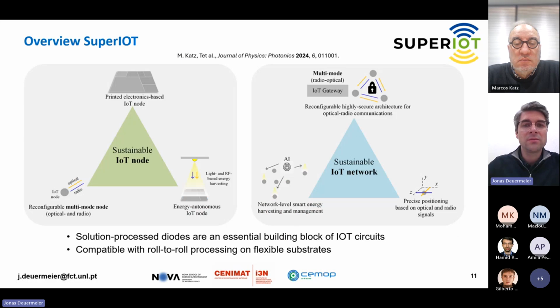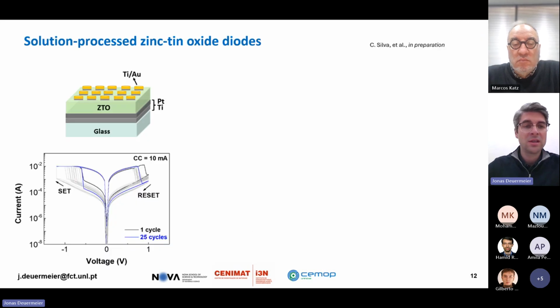And Super IoT has this objective to build an ecosystem of IoT devices, both in terms of energy supply, networking or communication, and sensing. And in order to make this sustainable, we need such technologies that save material, save energy, and are low cost. And for these circuits that are developed here, one essential building block is a diode, and we came across a nice diode structure that can be applied to these circuits, which is compatible to roll-to-roll processing and works with flexible substrates.